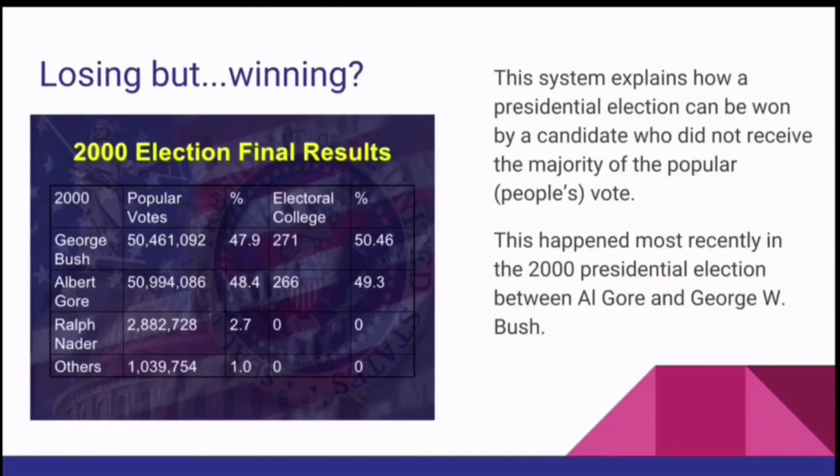This system kind of explains how a presidential election can be won by a candidate who did not receive the majority of the people's vote. This happened most recently in the 2000 presidential election between Al Gore and George Bush. So Al Gore won the popular vote. So you would think that he would have won the election, but that was not the case because the people's vote influences the vote of the Electoral College, which is the actual vote. George Bush ended up winning the election with 271 Electoral College votes.